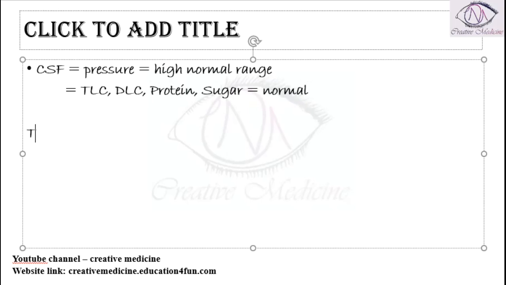And how are you going to treat a patient with normal pressure hydrocephalus? In a patient with normal pressure hydrocephalus, a ventriculoperitoneal shunt is placed.